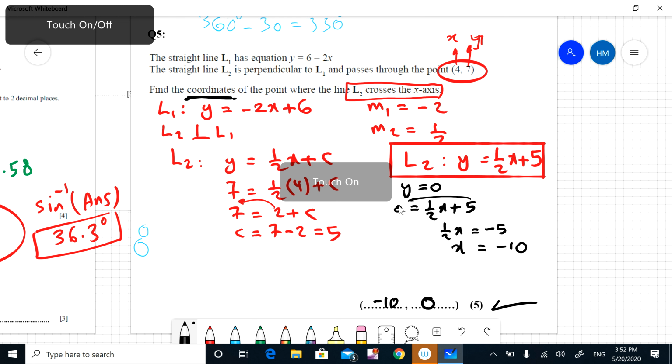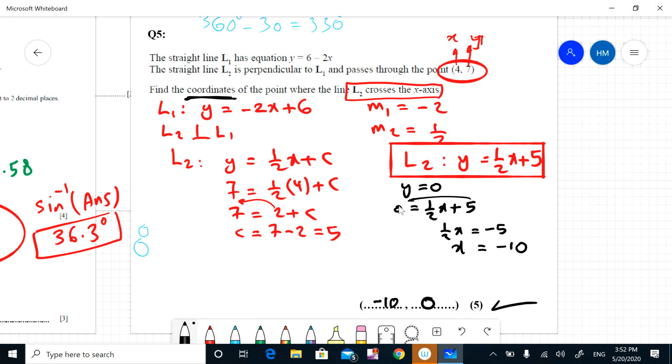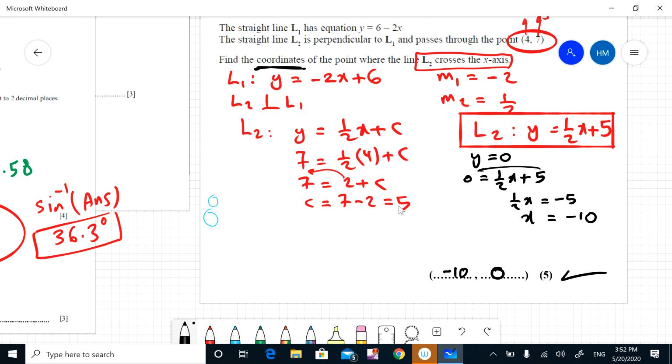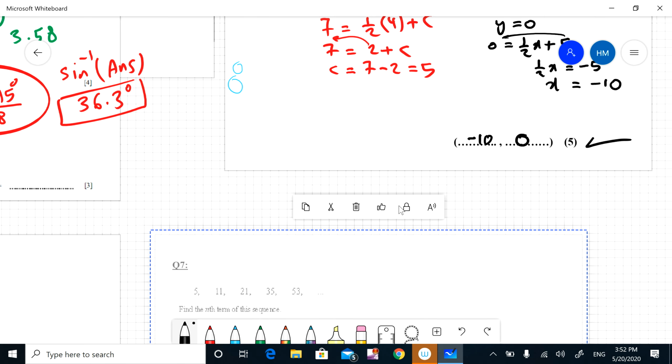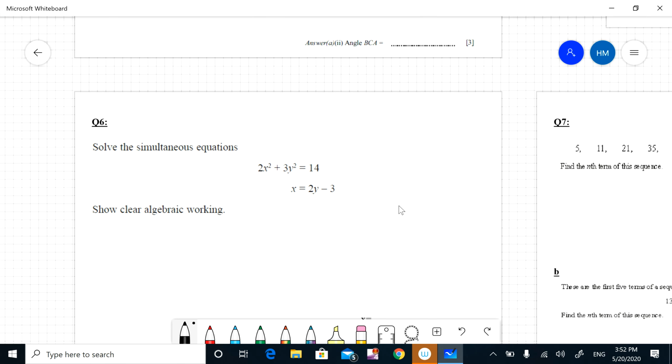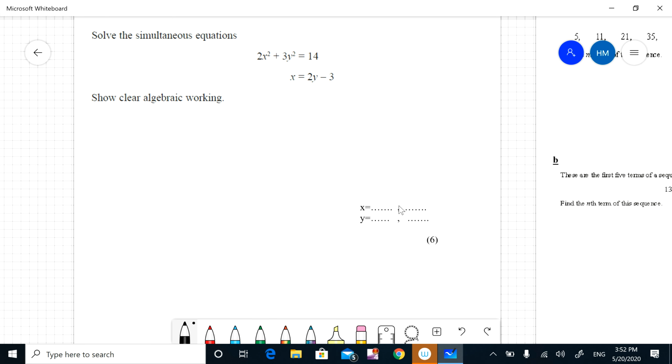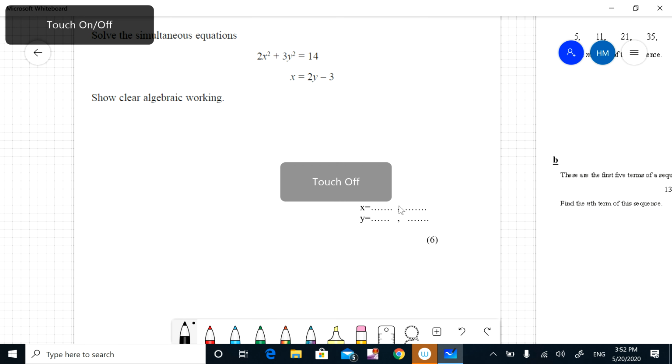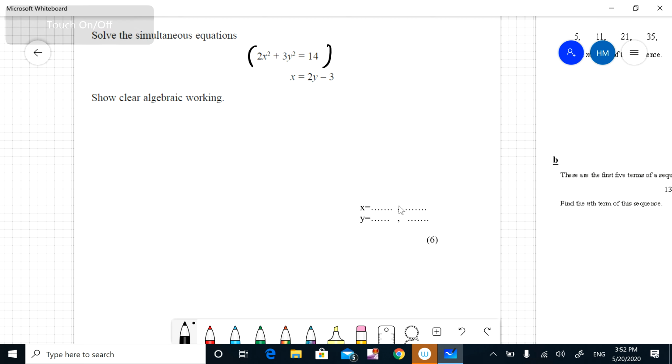Okay, let's go to question number 6. Question number 6 is about simultaneous equations, but the first equation, as you see, is a quadratic, and the second equation is linear. The best method to solve two simultaneous equations, one quadratic and the second linear, is by substitution. You can substitute the second equation in the first equation. Yani you can put 2y minus 3 instead of x.